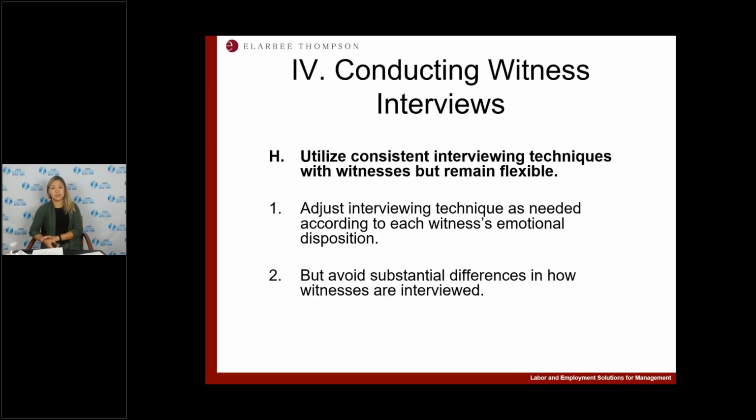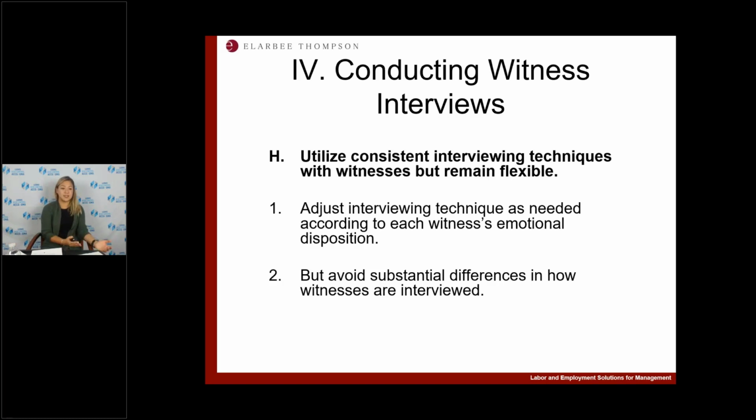And consistency. How you approach each interview should be consistent. There's going to be a small margin of difference between each interview, just because people walk into an interview differently. Some people are very defensive. Some people are very nervous. So you will have to meld your interview technique a little bit, depending on the emotion of the witness, but that doesn't mean that you should drastically change.